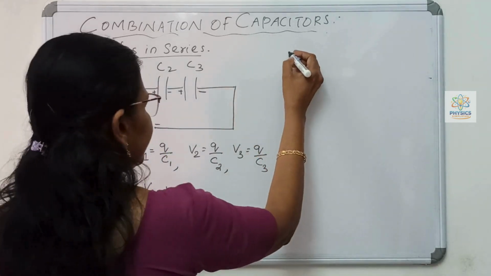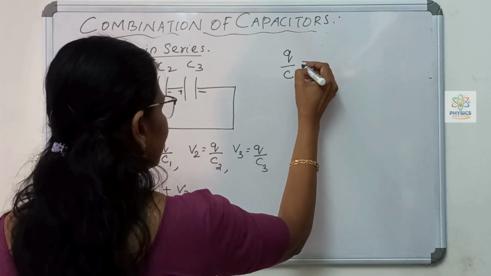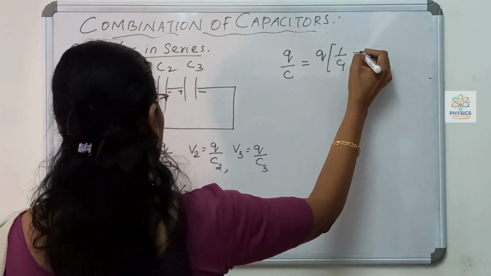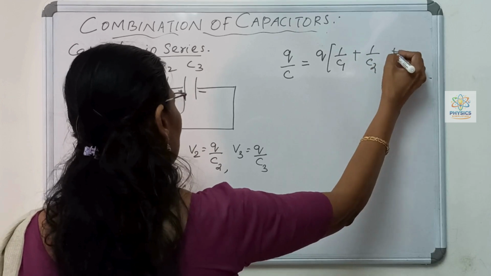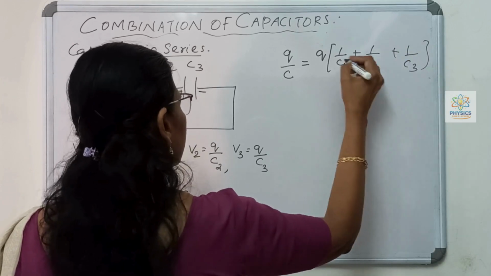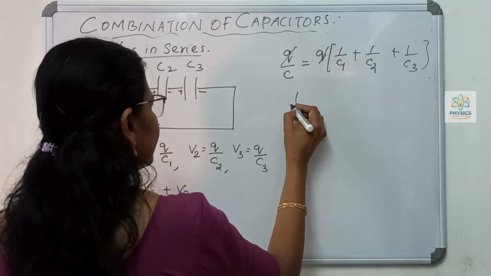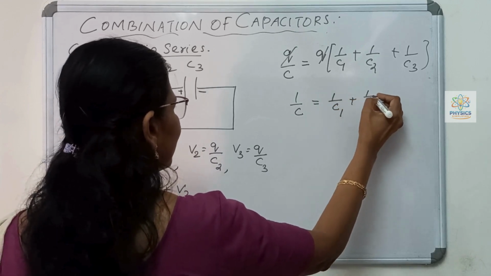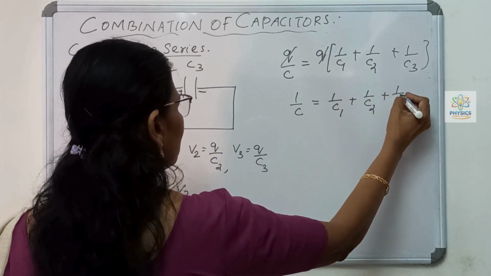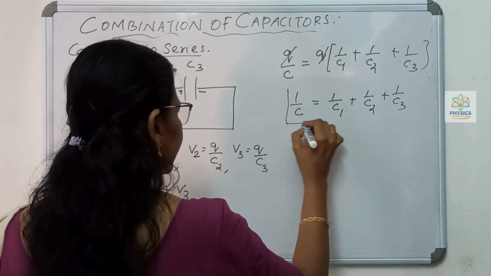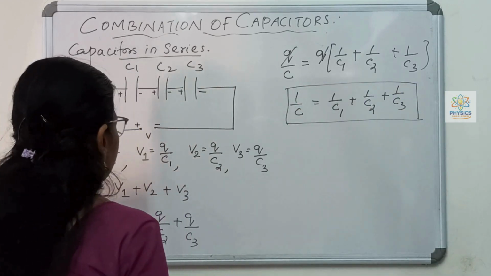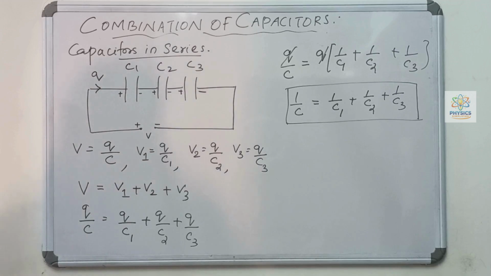So we can write Q by C is equal to Q into 1 by C1 plus 1 by C2 plus 1 by C3. Q and Q cancel, and we get 1 by C is equal to 1 by C1 plus 1 by C2 plus 1 by C3. So if the capacitors are connected in series, the effective capacitance decreases.